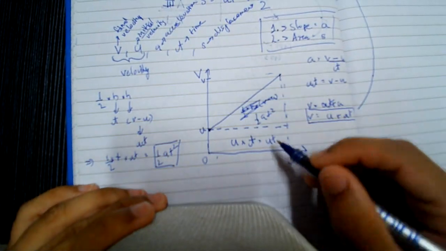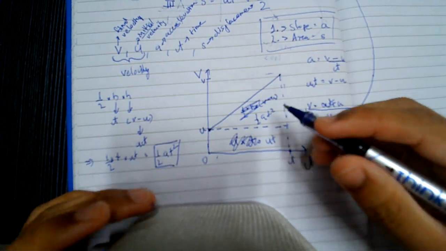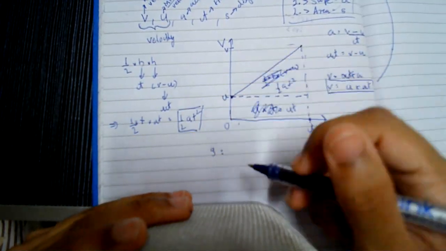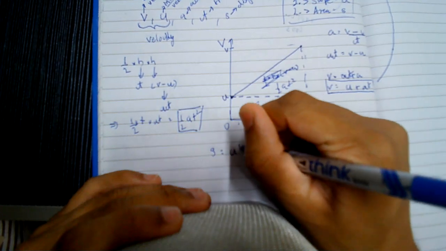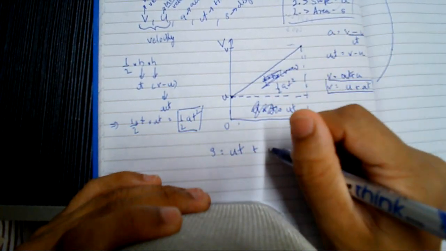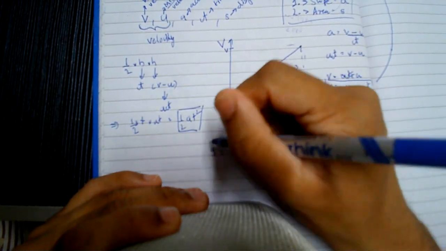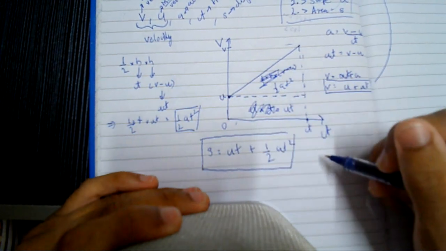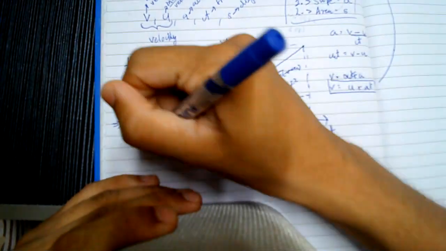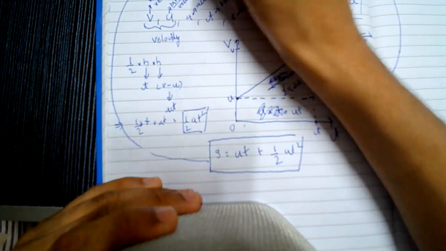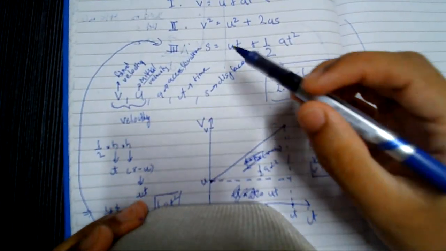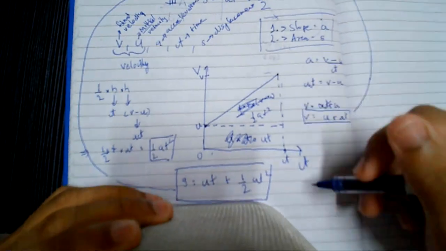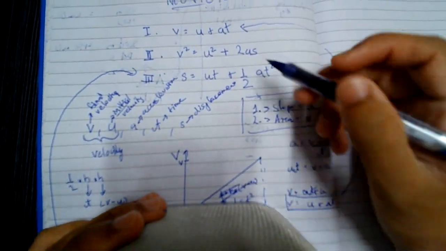The area of the rectangle is ut, right? And what's the area under the slope? That's the displacement. So I can write s is equal to, displacement is equal to, I add these: ut, the area of the rectangle, plus the area of the triangle, half at squared. And if you look really carefully, I can find the exact equation in my equations of motion. You should look at that. s is equal to ut plus half at squared. There we go. Great. So we found this one and we found this one.